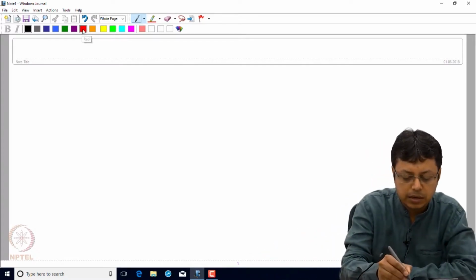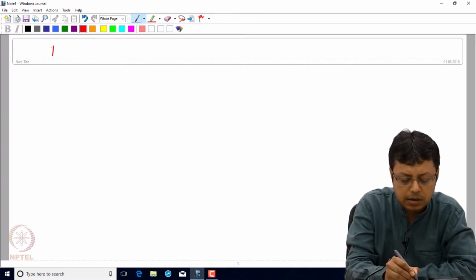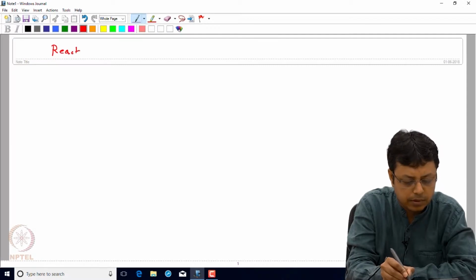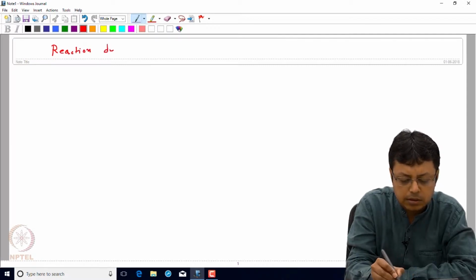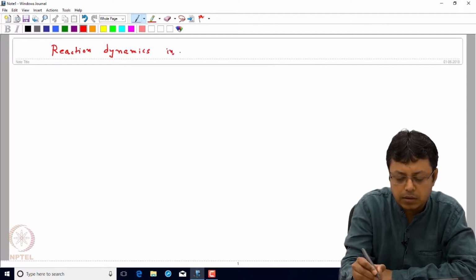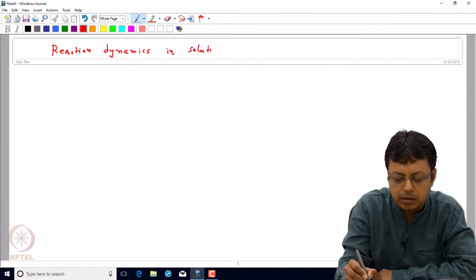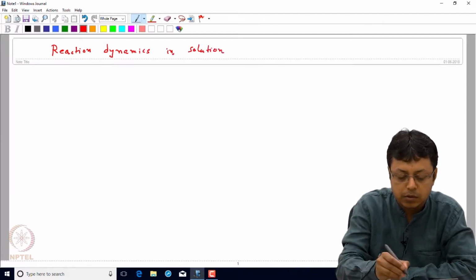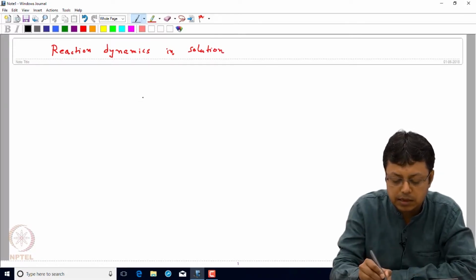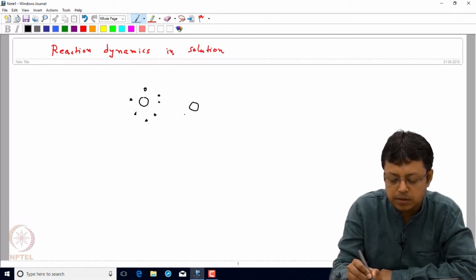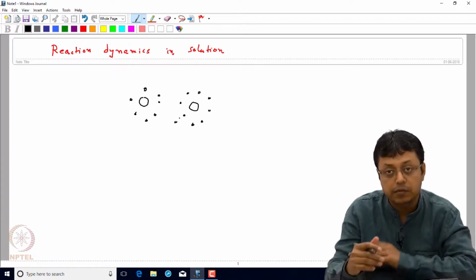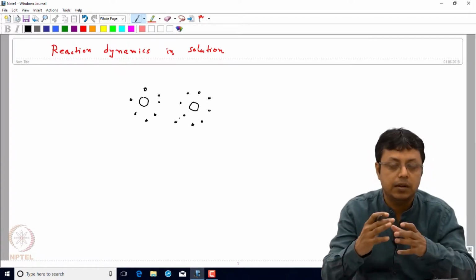So you can imagine this reaction dynamics in solution. You can imagine it to begin with as something like that. Suppose these are the solutes, and all the solutes are surrounded by solvents. So the solvents influence the rates of reactions in many different ways.